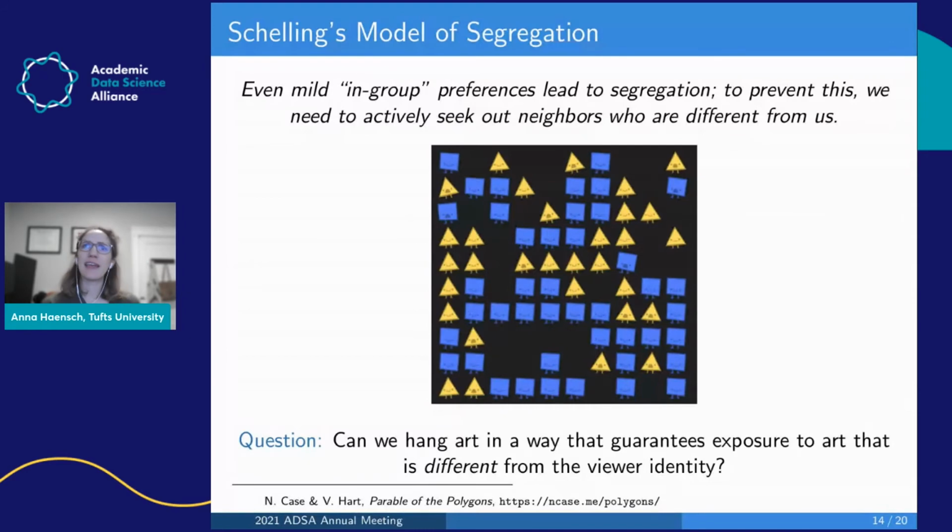So in terms of hanging art, what this means is, well, previously I said we wanted to hang art so that all people saw their identities reflected, but this is kind of a counterpoint to that, saying that we really want to hang art so that everyone is guaranteed to see something a little bit different from them.